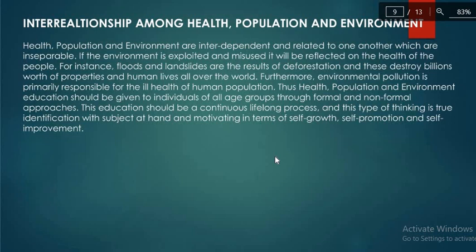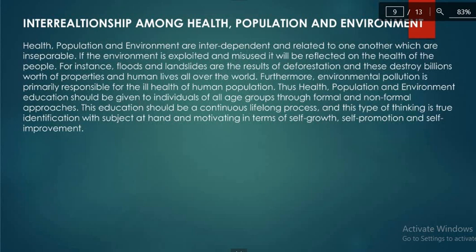Furthermore, environmental pollution is primarily responsible for the ill health of the human population. Thus, health, population and environment education should be given to individuals of all age groups through formal and non-formal approaches. Health, population and environment education has to be given to all age groups, formally or informally, because this is very important to know the interrelationship between health, population and environment.